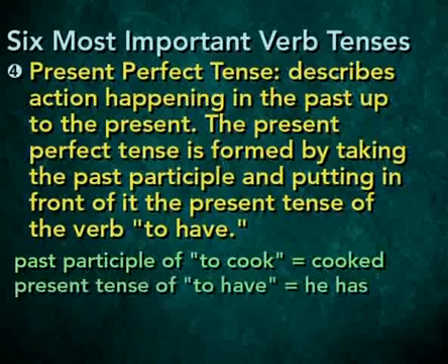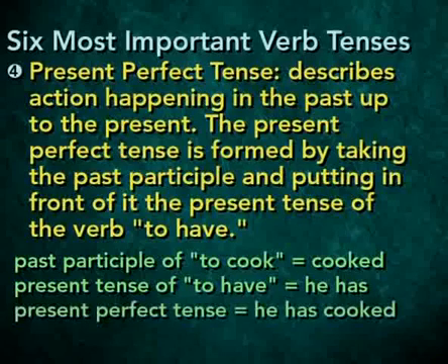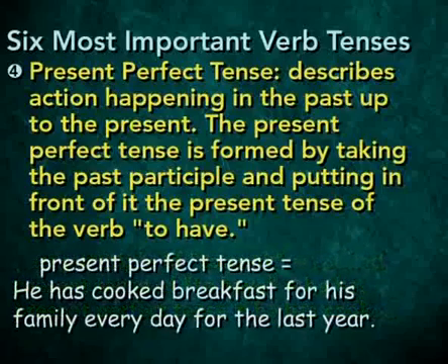Now, the present tense of the verb to have would be, for example, he has. He has is the present tense of the verb to have. When we put that in front of the past participle, we have the present perfect tense. So the present perfect tense of the verb to cook would be, he has cooked. Now, remember, we said that the present perfect is used for actions in the past up to the present. So how might you use he has cooked in a sentence? Well, how about this? He has cooked breakfast for his family every day for the last year.